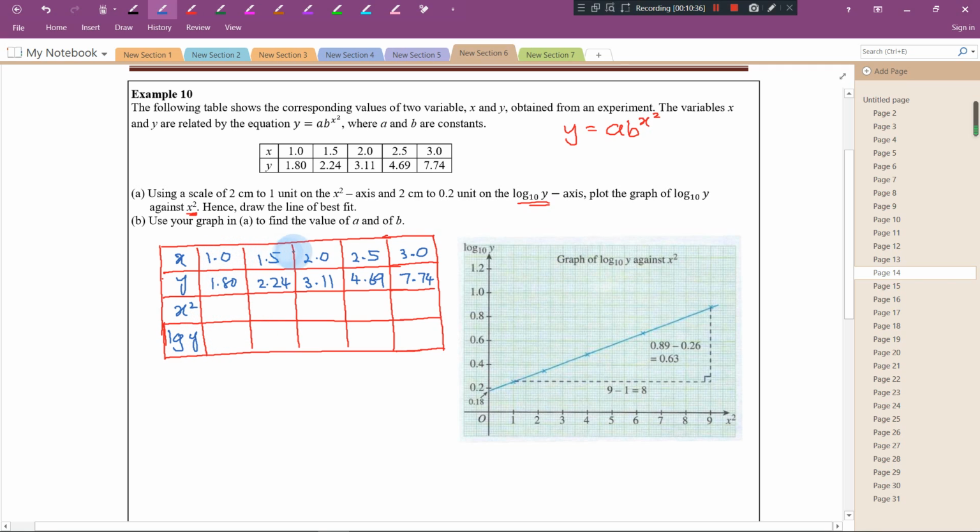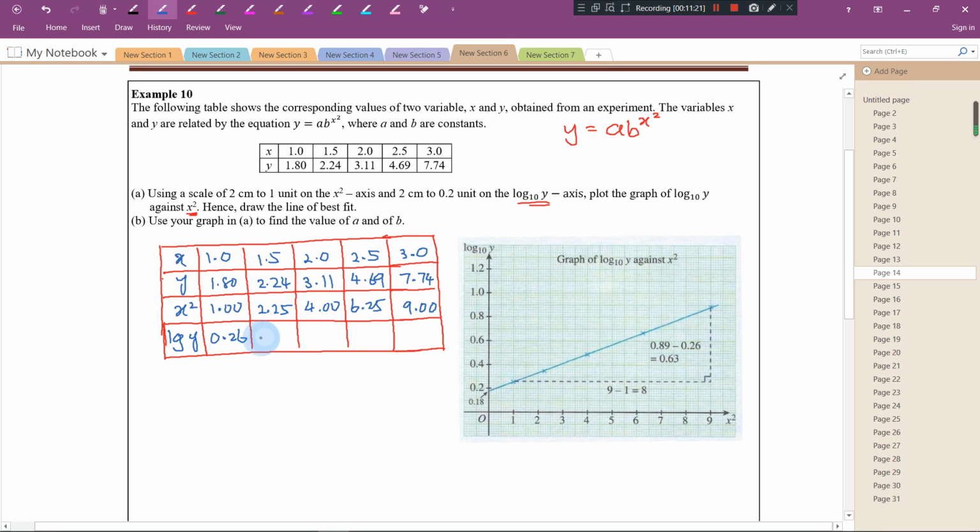For x squared, you just take every value of x here and square it. 1 squared, you get 1.00. 1.5 squared, 2.25. We can just use a calculator to help you. 2.0 squared, 4.00. 2.5 squared, 6.25. And 3.0 squared, 9.00. Okay, and log base 10 of y, you just use your calculator to help you. Log base 10 of 1.8, log base 10 of 2.24, and so on.